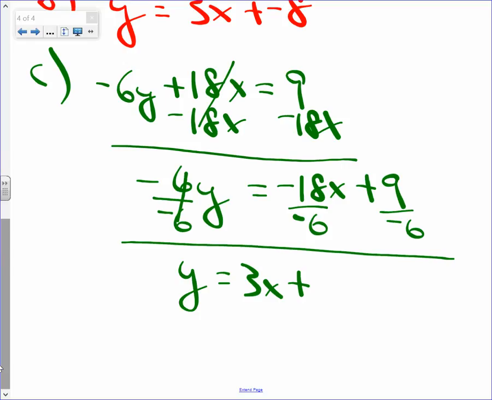Six can't fit into 9, so I'm going to leave it as a fraction but reduce it. 3 goes into 9 3 times, so 9 divided by 3 is 3, and 6 divided by 3 is 2. So it's a negative 3 halves. Because 6 can't fit into 9, I left it as a fraction but reduced it.